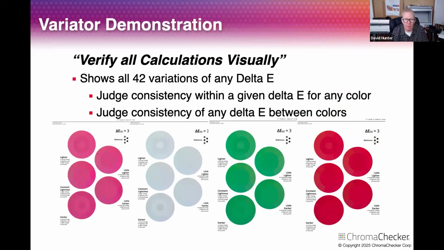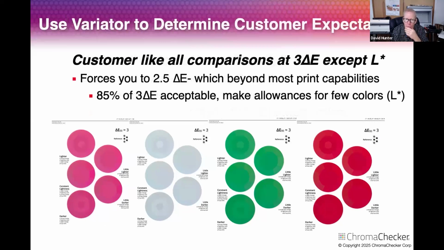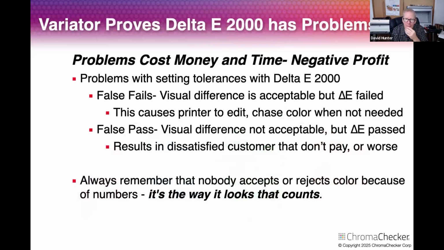So again, we talk about verifying all calculations visually. This helps us figure out where we need to adapt our color space to accommodate where delta E doesn't always work. And in the scenario I just shared with you, you want to make allowances for a few colors. And so Variator proves delta E has problems that cost time and money, negative profit, and it manifests itself in 2 ways. What are called false fails and false passes.